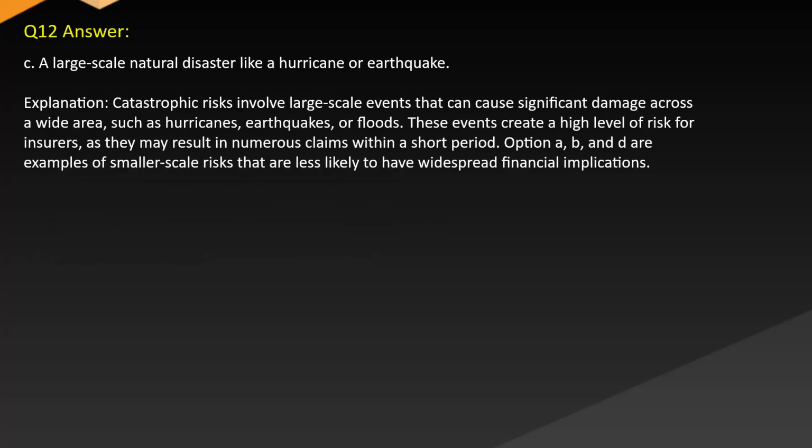Answer C. A large-scale natural disaster like a hurricane or earthquake. Explanation. Catastrophic risks involve large-scale events that can cause significant damage across a wide area, such as hurricanes, earthquakes, or floods. These events create a high level of risk for insurers, as they may result in numerous claims within a short period. Options A, B, and D are examples of smaller-scale risks that are less likely to have widespread financial implications.